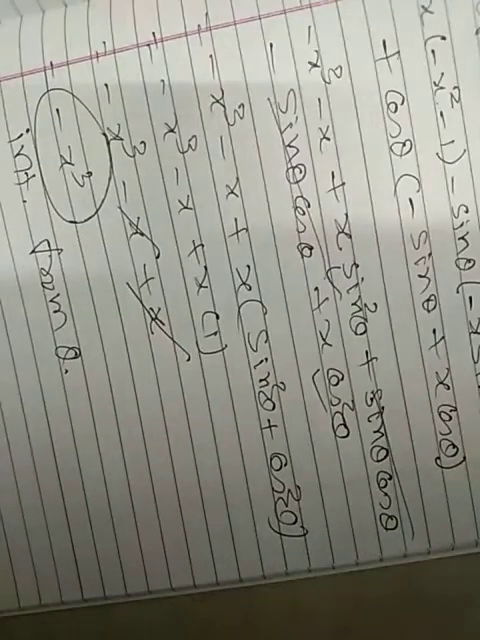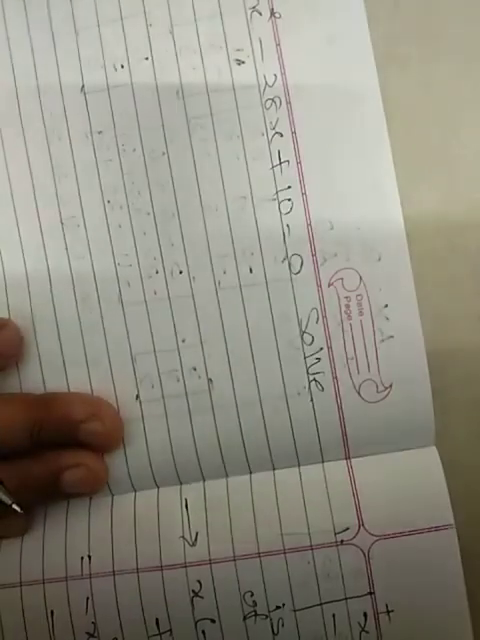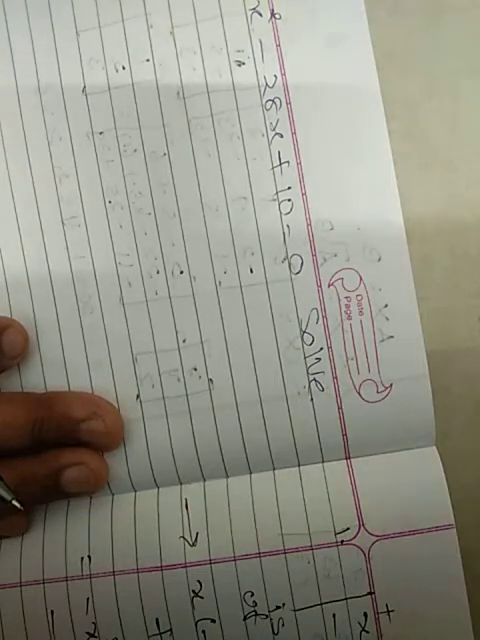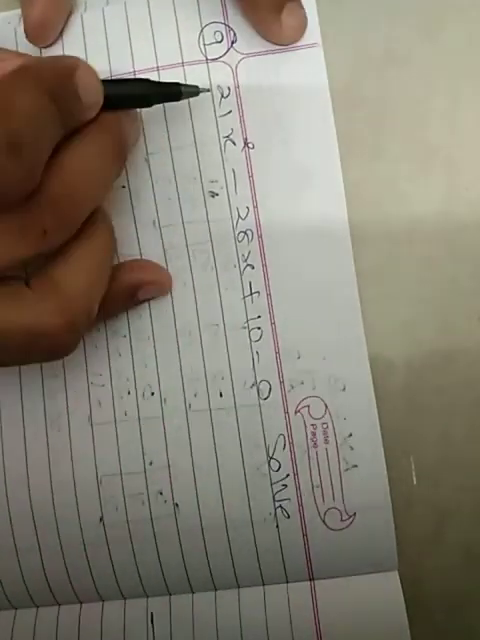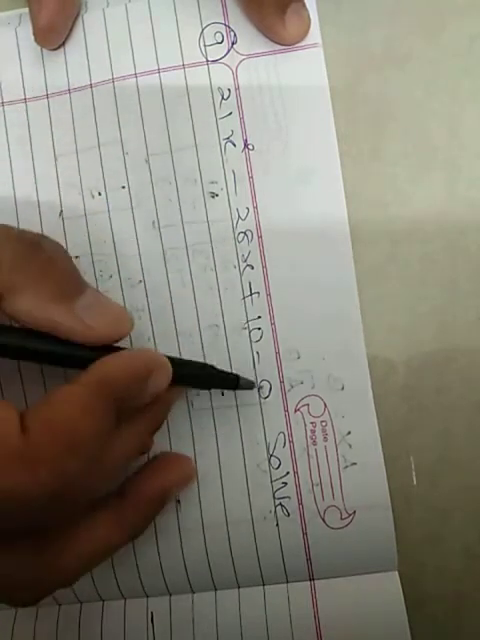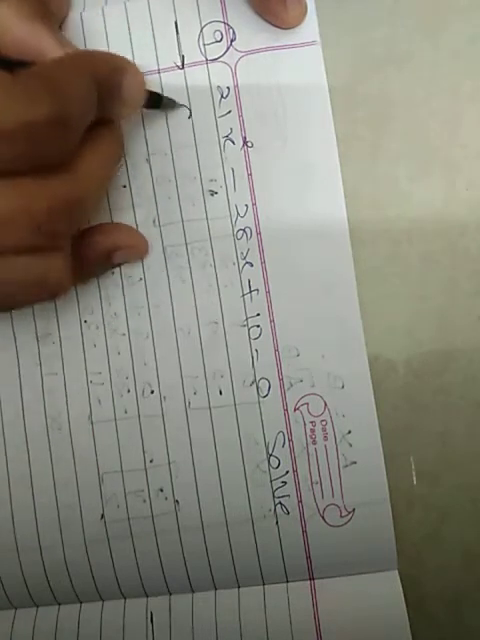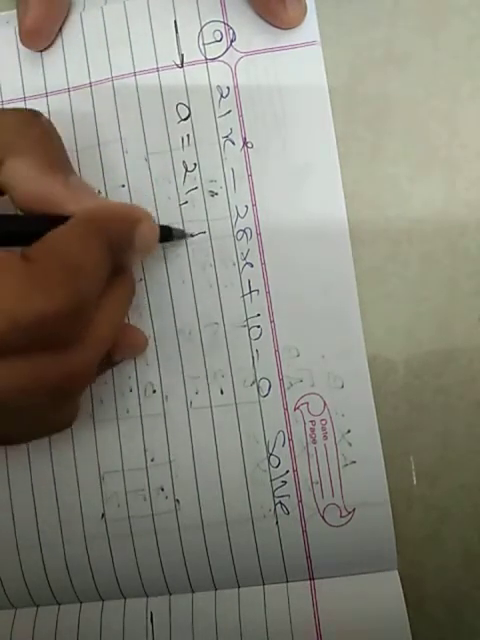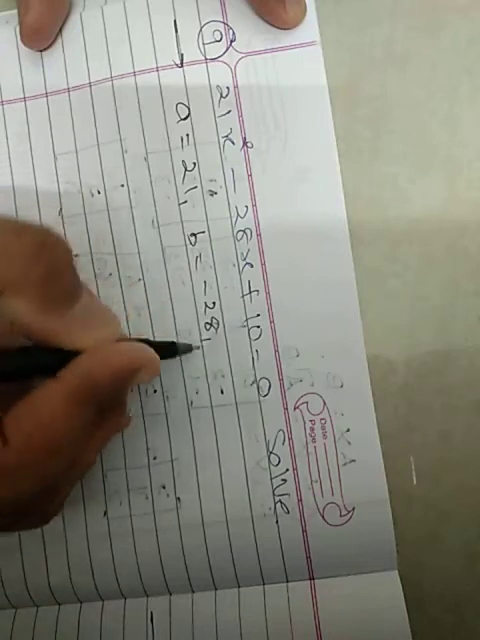7, 8, 9 and 10 are quadratic equations, but I will teach number 9. Again I will repeat, 7, 8, 9 and 10 are quadratic equations. It is a very simple sum, but I will teach number 9. Okay, number 9: ax square plus bx plus c equals 0. Solve it. Very simple sum. a is equal to 21, b is equal to minus 28 and c equal to 10.